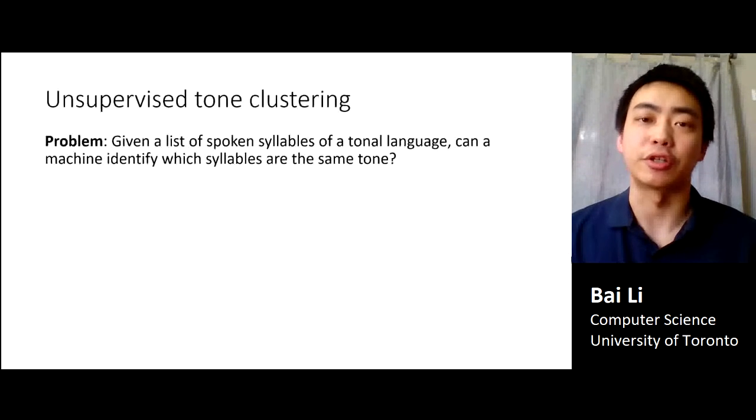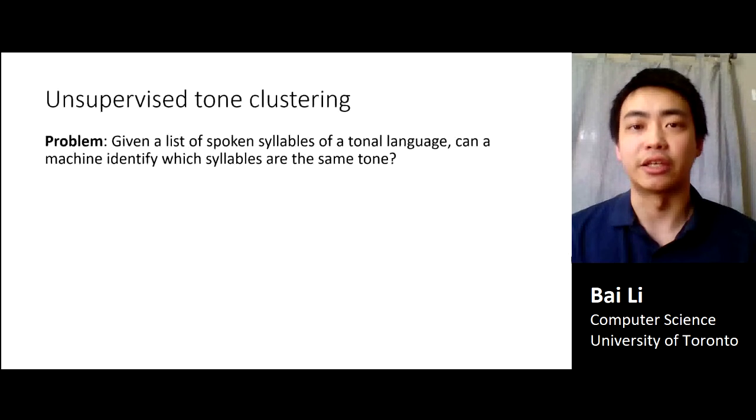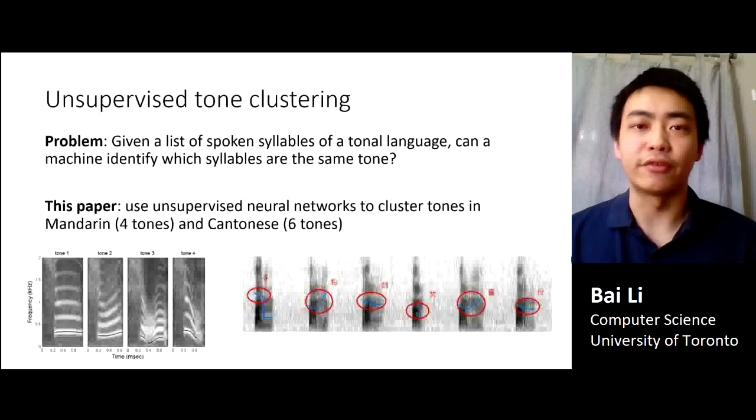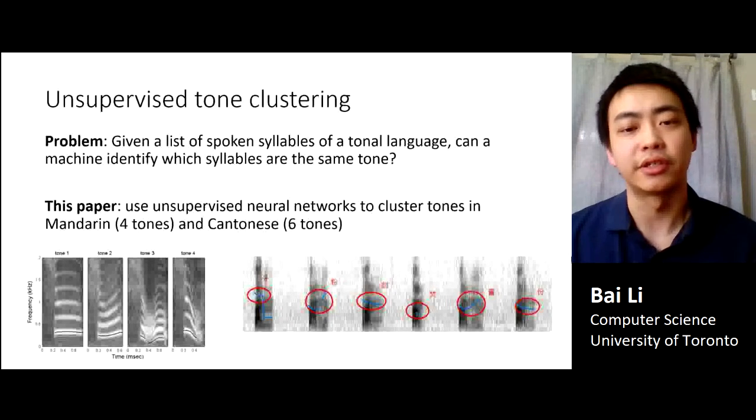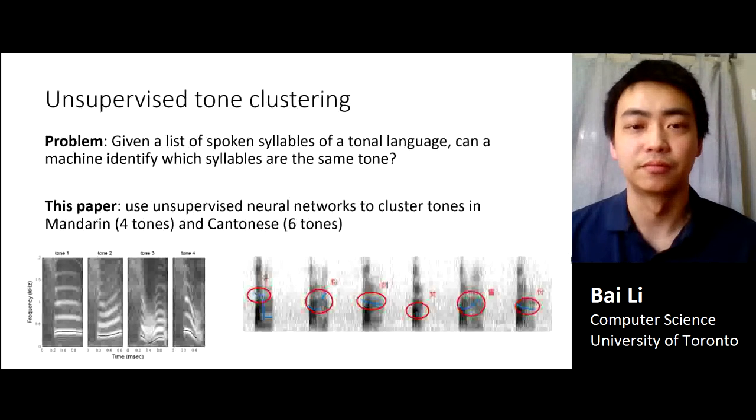The reason that we want to solve this problem is because one of the first steps to understanding a language is figuring out the sound categories of the language. In this paper, we use unsupervised neural networks to solve this problem in two tonal languages. First, Mandarin, which has 4 tones, and Cantonese, which has 6 tones.